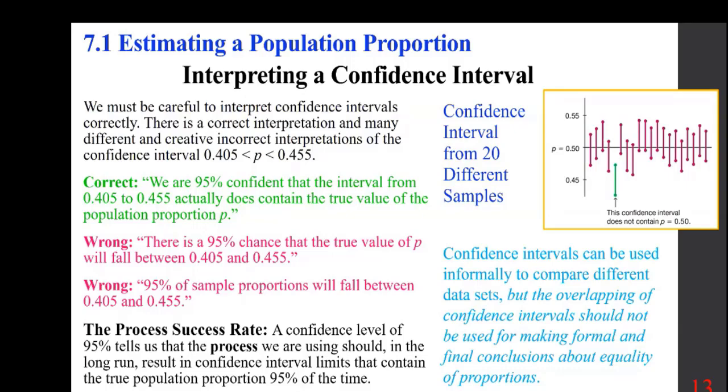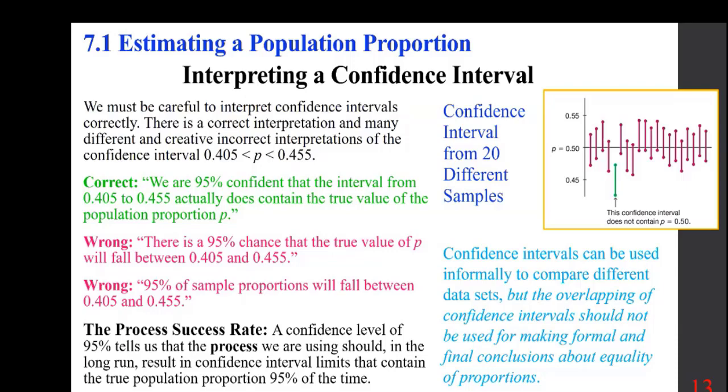The process success rate, a confidence level of 95% tells us the process we are using should, in the long run, result in confidence interval limits that contain the true population proportion 95% of the time. Let me just quickly recap what's happening on this page. We are working on a project. We decide on the confidence level, and let's assume our decision is to go with the 95%. This is our decision. We have done the sampling.